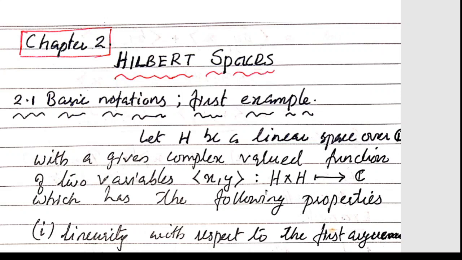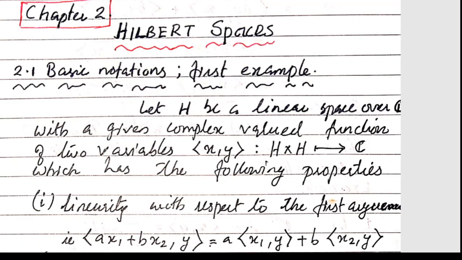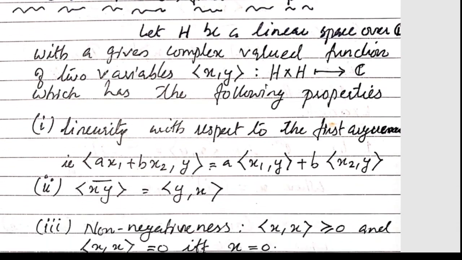Let H be a linear space over C, the set of complex numbers, with a given complex valued function of two variables. We will call it an inner product (x, y) from H cross H to C, which has the following properties. This we have discussed in a linear algebra class. So with these properties, the first property is linearity with respect to the first argument.